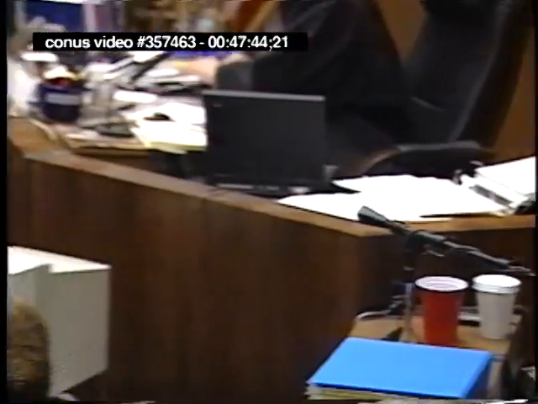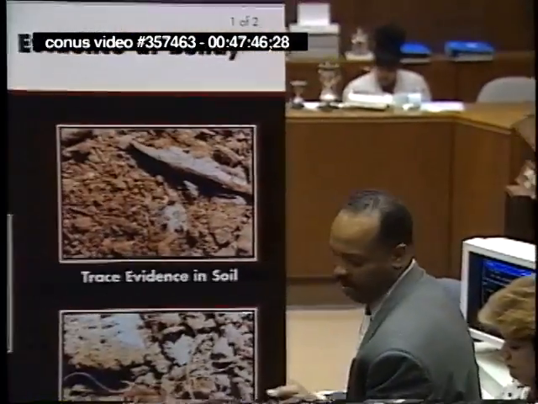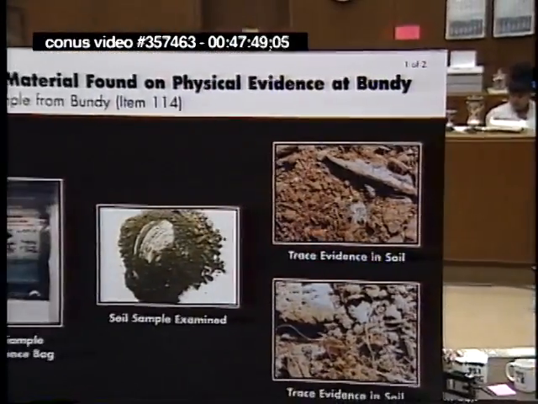Has this been marked? 1351. All right, what is it? It's entitled Trace Material Found on Physical Evidence at Bundy, Soil Sample from Bundy, item 114.